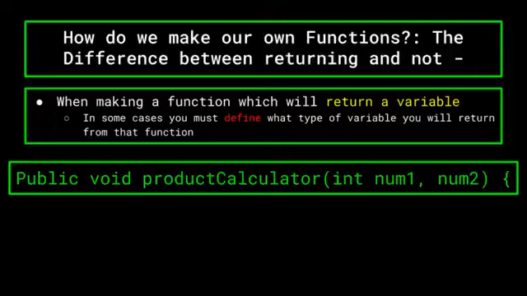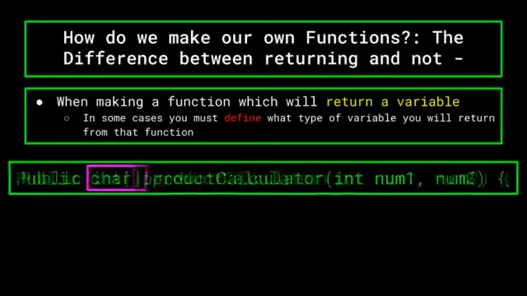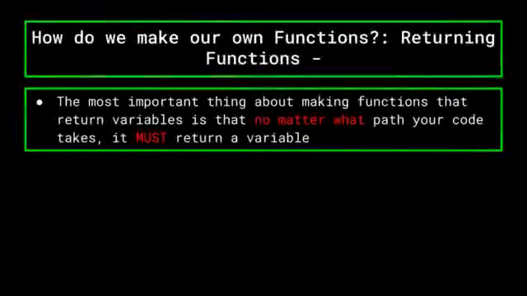This is most common in Java, where you would replace void with int to tell the computer that you want this function to give you something back to you in the form of an integer. This works the same as if you wanted to return a string, char, or even an array. You simply replace the word after public with whatever variable you want to be returned by that function. The most important thing to remember about making functions that return variables is that no matter what path your code takes, it must return a variable, no matter what.